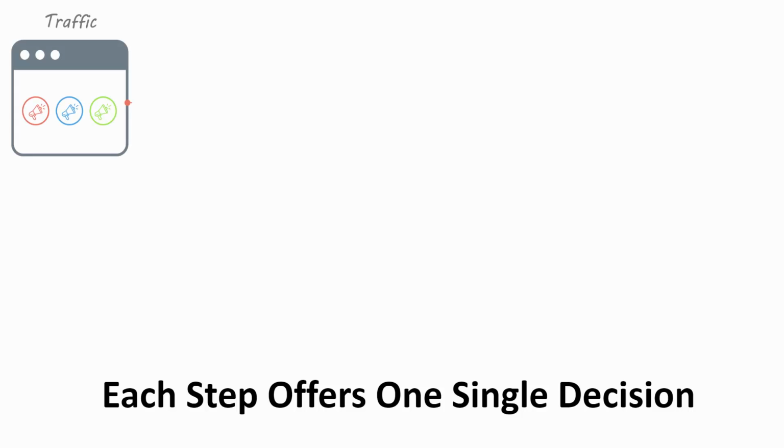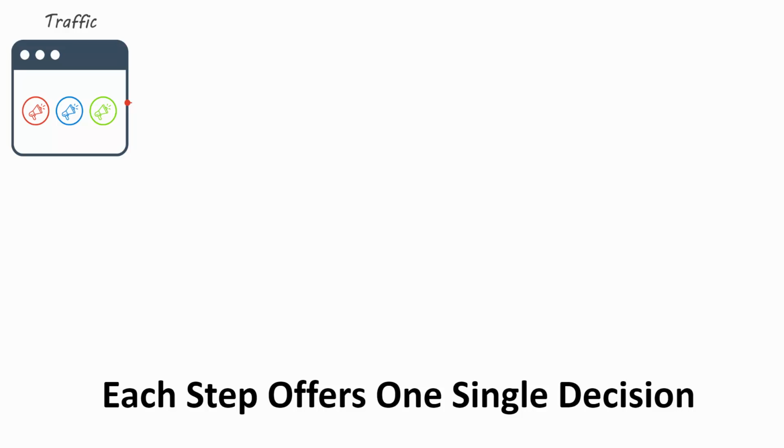So let's take a look at a little bit more specific examples here, and we'll go through each step. And the key with funnels is you want to only give one single decision per step. So we're going to get traffic, right? And that could be through social media. It could be through email list. It could be organic search engine optimization. It doesn't really matter.